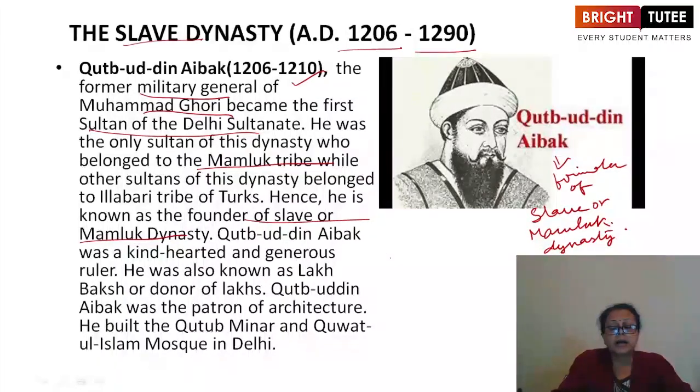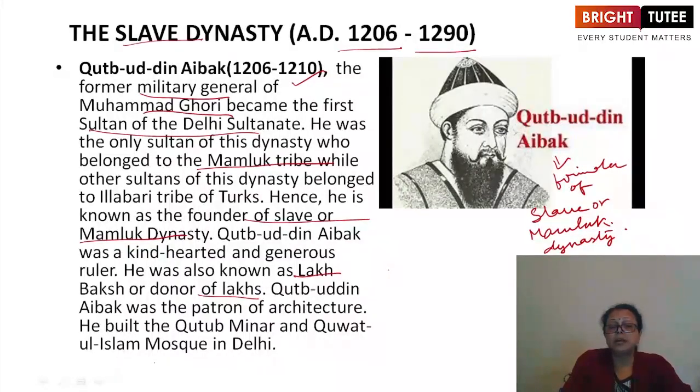Qutbuddin Aibak was a kind-hearted and generous ruler. He was also known as a very generous person, and the nickname given to him was Lakh Baksh, or donor of lakhs, meaning the amount he was donating. Qutbuddin Aibak was the patron of architecture.